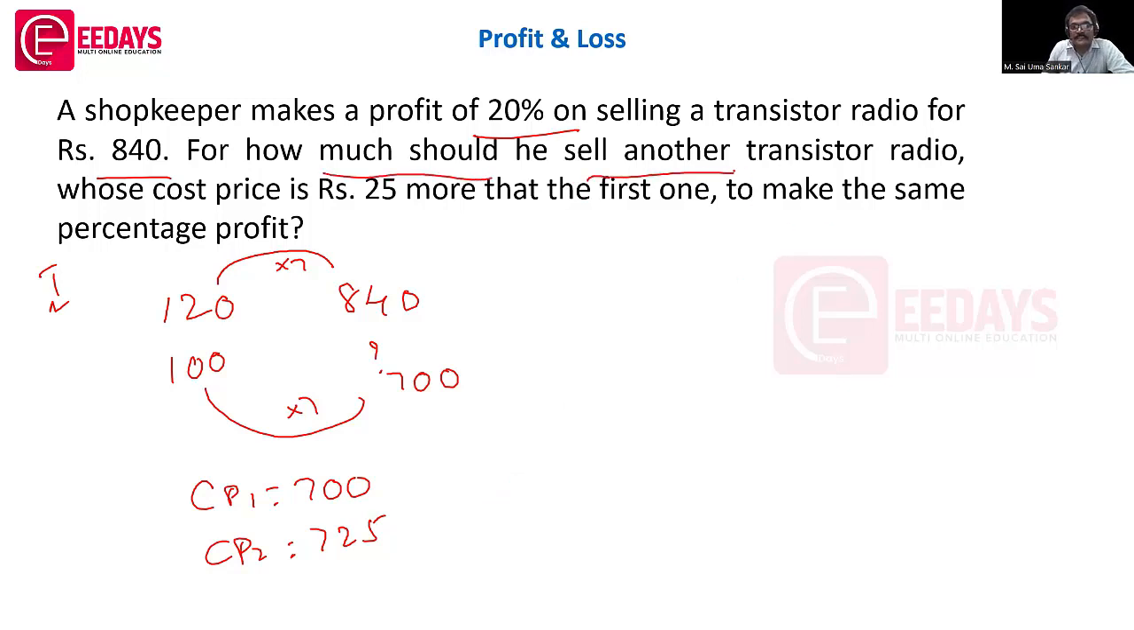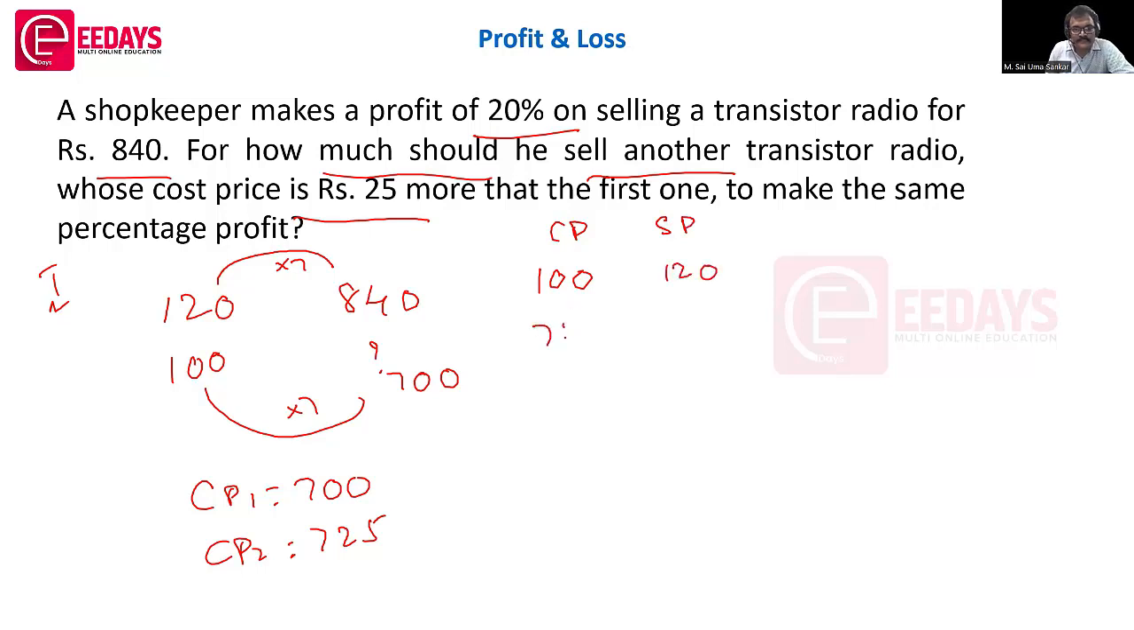For how much should he sell the other transistor whose cost is 25 rupees more than the first? Now what we need is SP2. What is the profit percentage? That is equal to 20%, or not? Now, if the cost price is 100, what is the selling price? That is equal to 120.